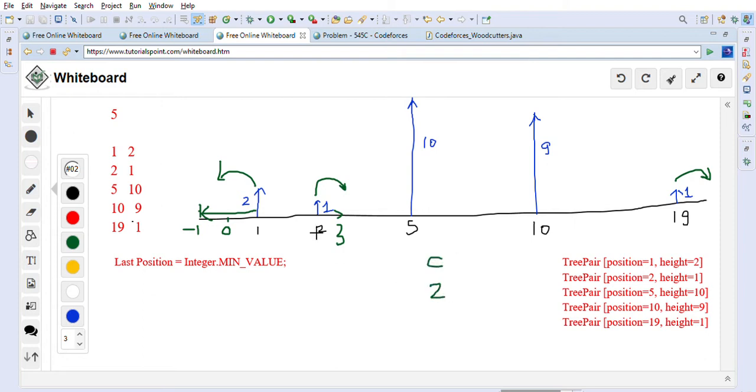We have already seen 2 trees that we can fall. The first tree, at position 1, we will fall on the left side, and the position 2 tree we can fall on the right side, right?